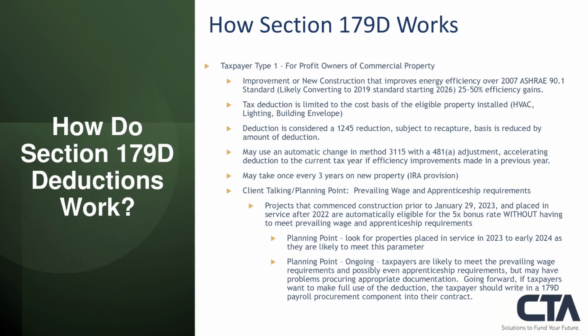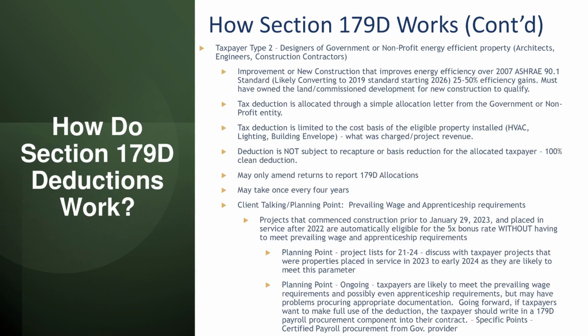The other thing, like I said, is you want to keep on the lookout for properties that were placed in service in 2024 or 2023. If you look at properties placed in service in 2024 or 2023, there's a very high likelihood that they commenced construction prior to this grandfather date, January 29th, 2023, running out. So there's a very high likelihood that they're in there, and you could probably maximize your deduction to the biggest extent possible, right?